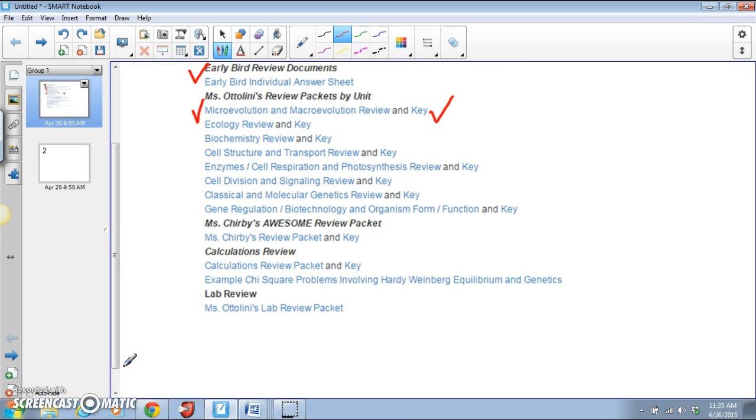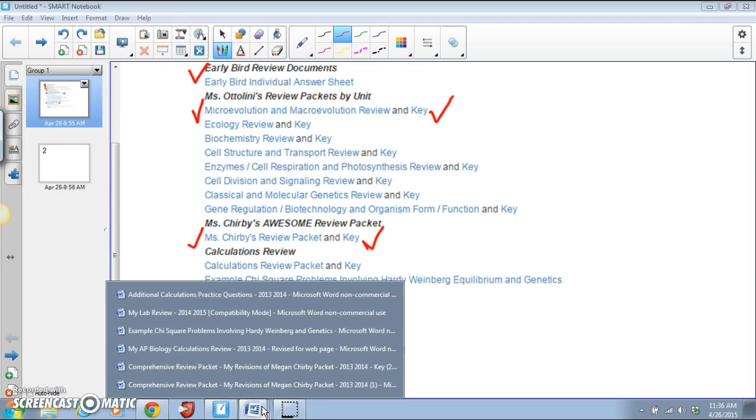A wonderful teacher named Miss Chirby made a very good comprehensive review packet with questions for review for each unit. And I have created a key for that packet, which is also posted on my wiki page. So let's take a look at what those documents look like.